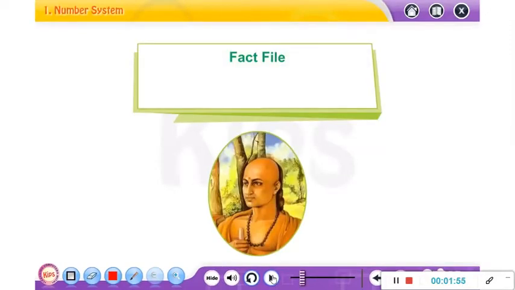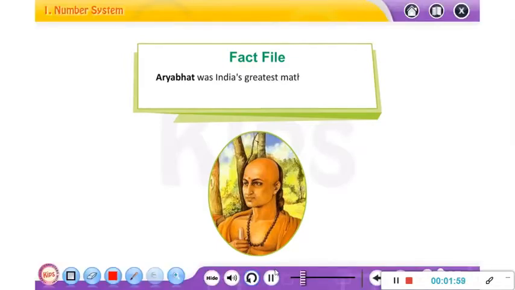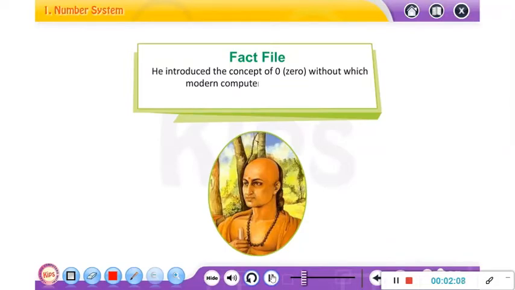There is a fact file. Aryabhat was India's greatest mathematician and astronomer. He introduced the concept of zero, without which modern computer technology would have been non-existent.